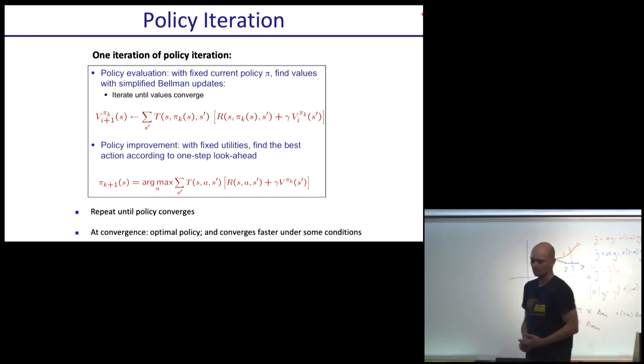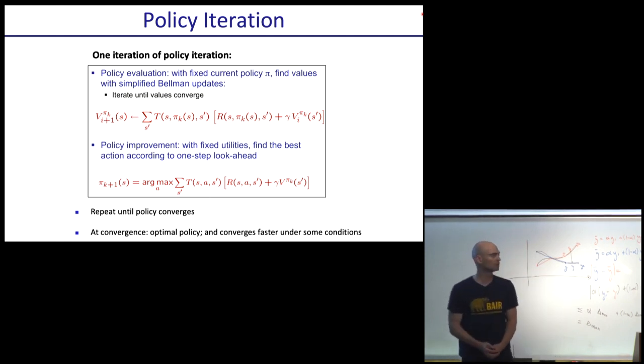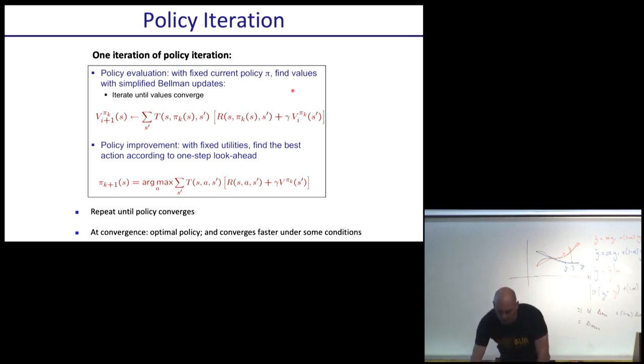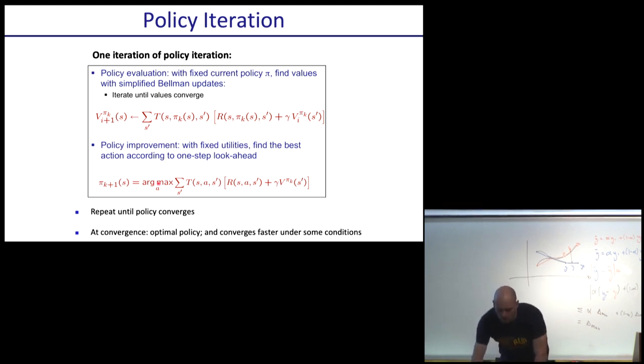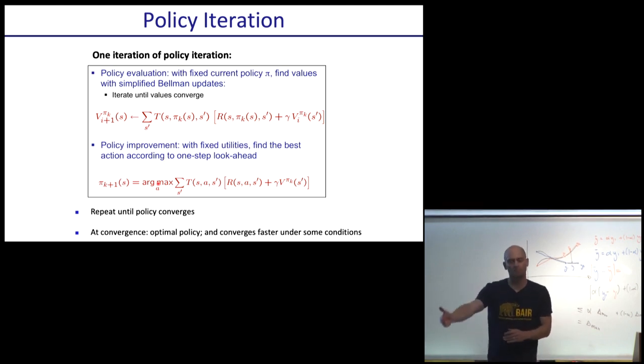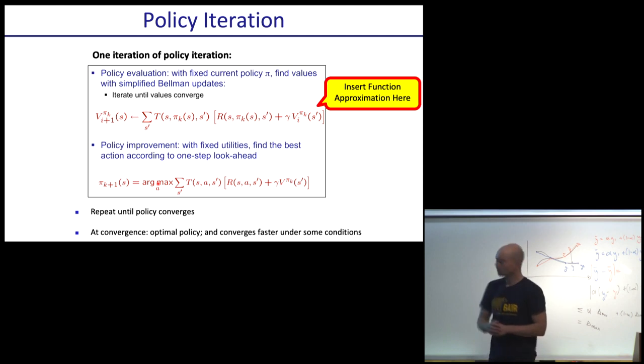Policy iteration. Remember, kind of another way of solving for the optimal value function and optimal policy. You would have a policy evaluation step. Current policy is fixed. It's like value iteration, but with a fixed policy. And then take the policy as the best one-step look-ahead policy against the value function that you found. And we showed that the one-step look-ahead against the value function you found for the previous policy is actually better than just using the previous policy. You get a policy improvement and repeat. Well, we'll need function approximation in the policy evaluation step now.